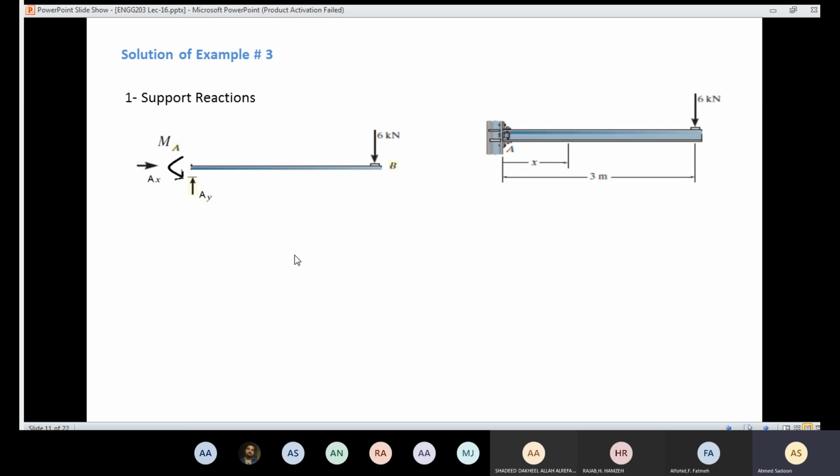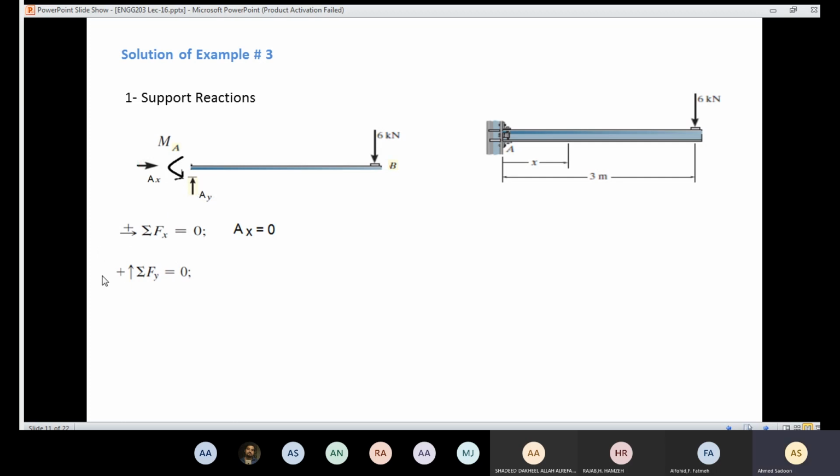Then we are in a position to apply the equations of equilibrium. First, we are going to start with the summation of the forces in the X axis should be 0, and we are going to use the sign convention. We don't have any force in X except for AX. It means AX is 0. Then we can apply the summation of the forces in the Y axis should equal 0, and we need to take care of the sign convention.